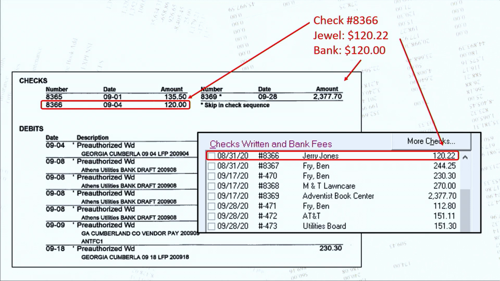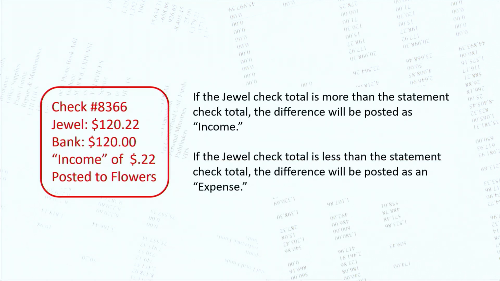We want to make sure and make the adjustment in the same account as the check. So before you start, look up that check in the check report to see what local account it is posted. In this case, it's posted to Flowers. Calculate the difference between the two checks and decide whether the difference will be posted as an income or as an expense by using the following rules.